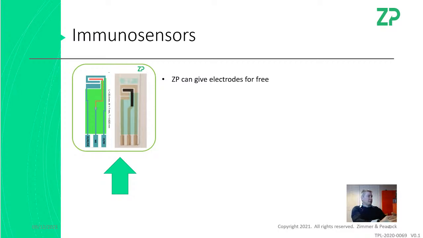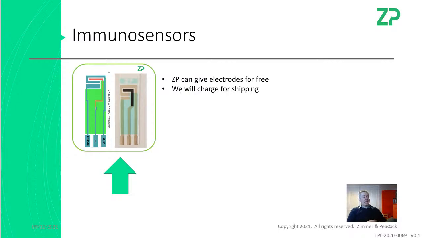I mean, ZP is a commercial organization. It would be a bit strange for one commercial organization to give charity to another organization. But we will give it to academics for free, but there are some conditions. We will charge for shipping. So if you have managed to make a case to ZP for some free screen printed electrodes, we will charge you for shipping.